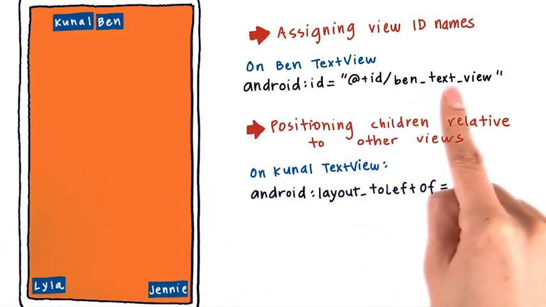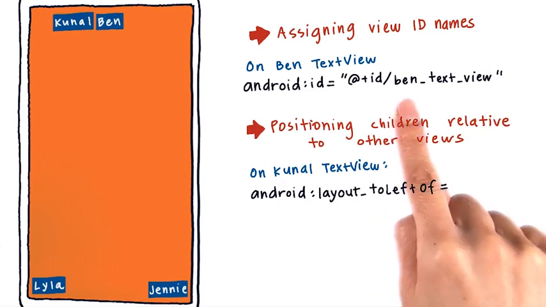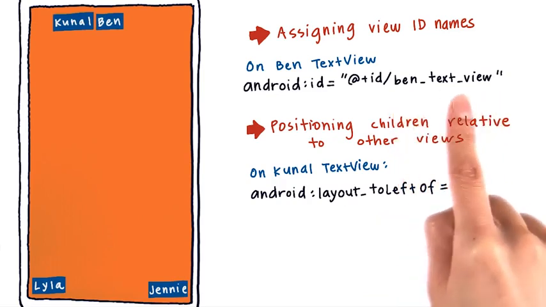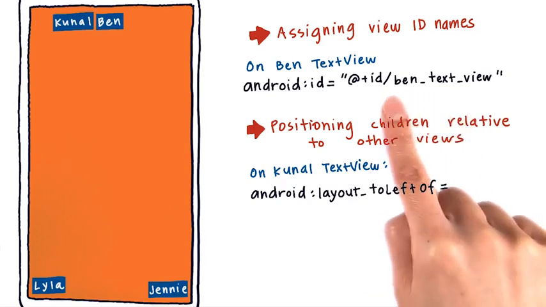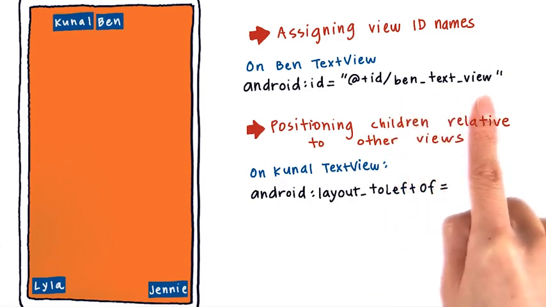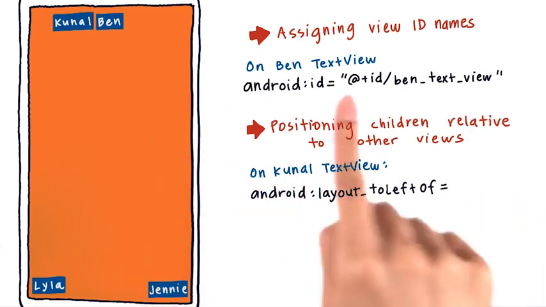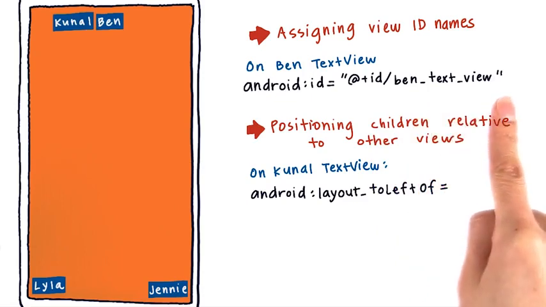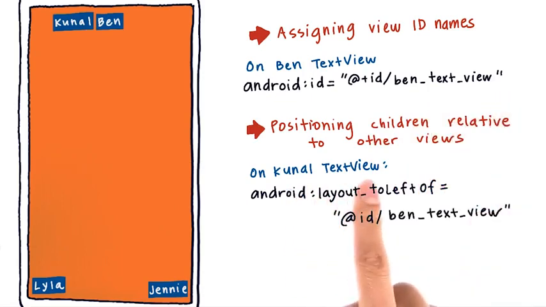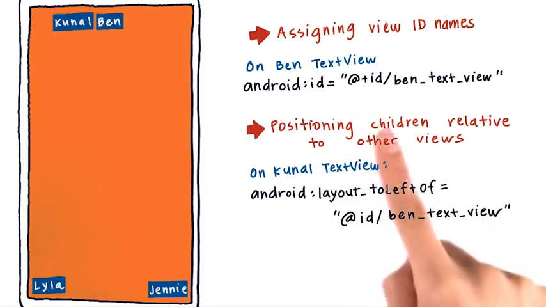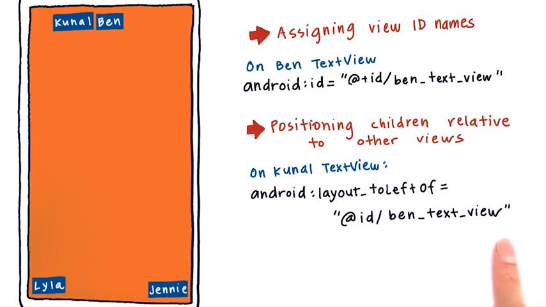We call it Ben_text_view. The basic requirements are that the name can't have any spaces, that's why we use underscore symbols here. It needs to start with a letter, and it can't contain any of the weird punctuation symbols. Numbers are fine though. So in this case, we give Ben the ID of Ben_text_view. That way we can refer to it later. So on the Kunal text view, we can add the attribute layout_toLeftOf, and we can say it's to the left of the Ben text view. We refer to the ID for the Ben text view using @id. We don't need to use the plus symbol because we've already defined that ID. This is the second time we're using the ID.